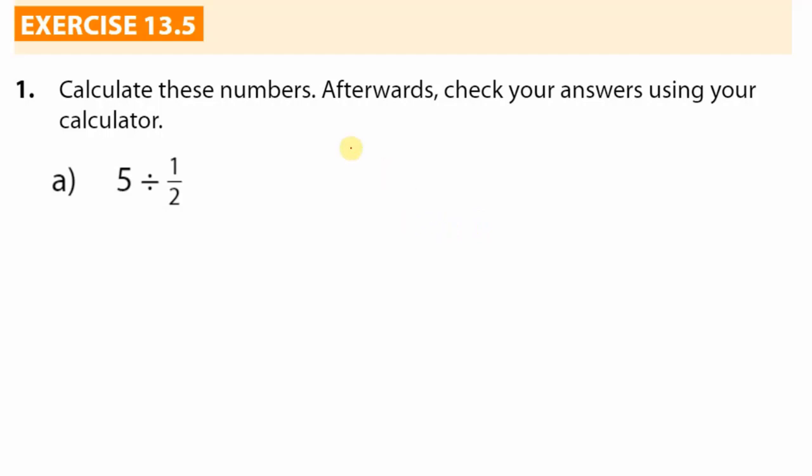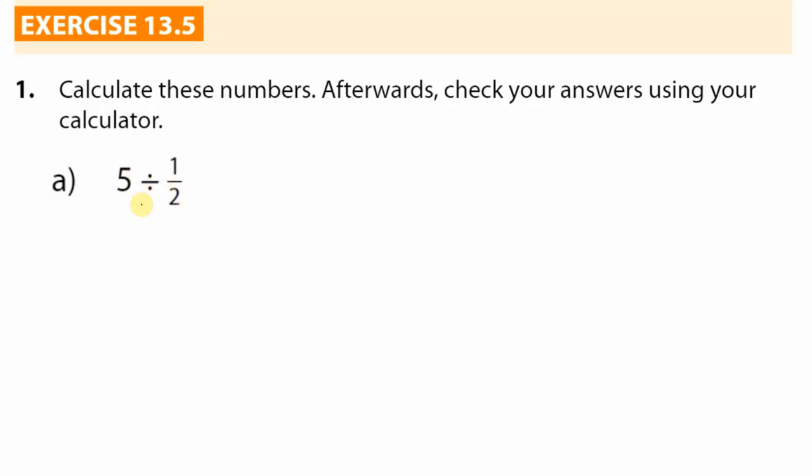So we are going to use exercise 13.5 to illustrate some of these division concepts. So the one other thing that you need to know is the opposite of division is multiplication. We have to calculate these numbers for number 1 for exercise 13.5. Afterwards, check your answer using your calculator. I'm not going to focus that much on that. You can do that. So, number A, 5 divided by 1 over 2.